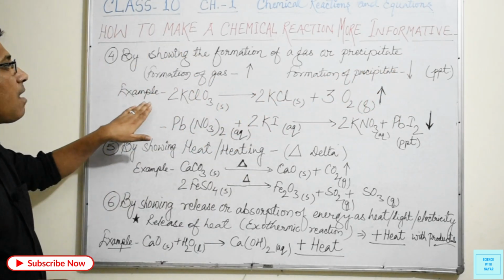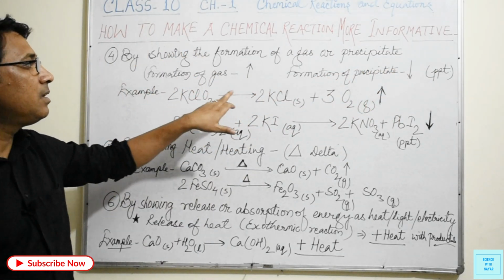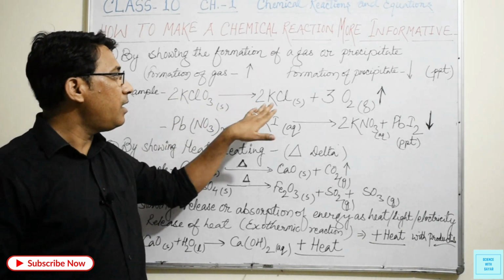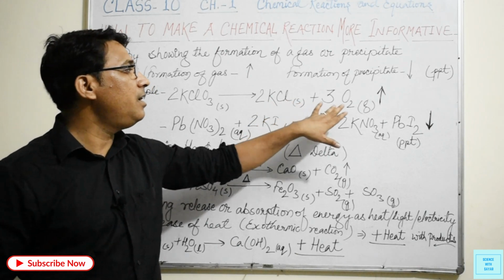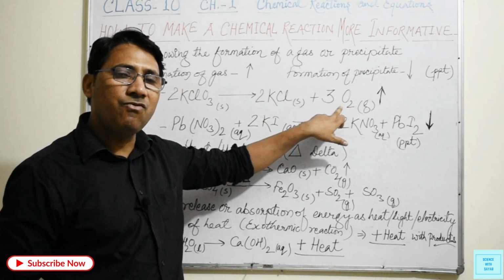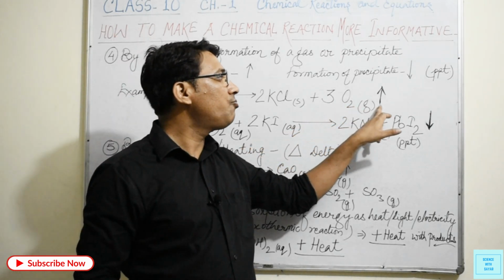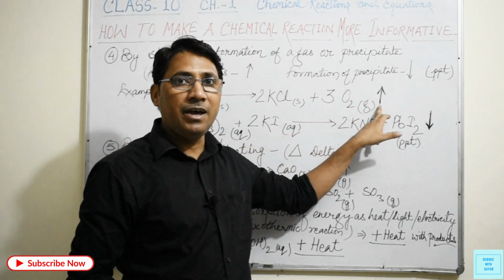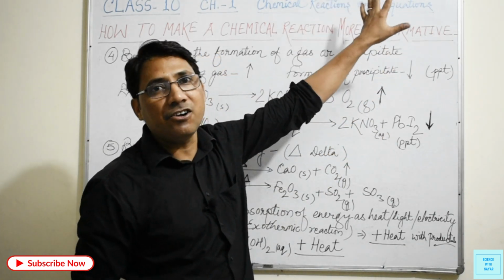For example, potassium chlorate, the products are potassium chloride and oxygen. So oxygen is the gas that is formed during this chemical reaction. So this formation of gas can be shown by an arrow that is pointing in upward direction.